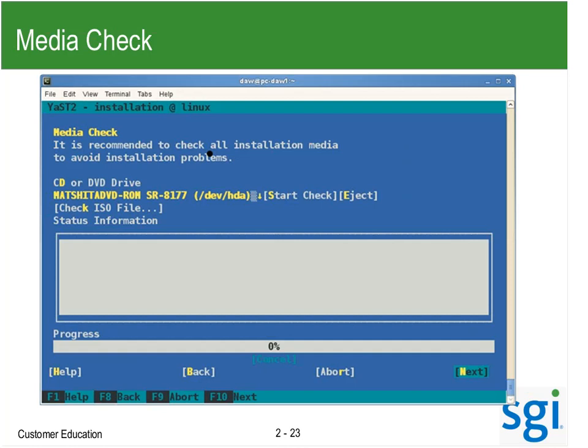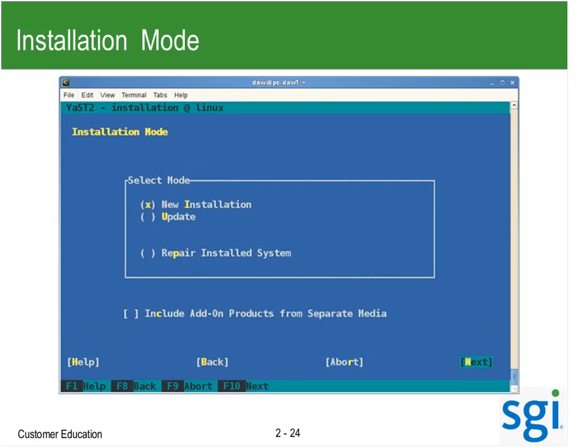Then we get a media check. Now, if you're not installing from a DVD, you will not see this screen. If I'm installing from a DVD, then you will see it. So I just left it there, but you will not see the screenshot. Then I go into installation mode. So I want to do a new installation. Upgrades were never supported on SLES 11, so there should be no reason to do an update.